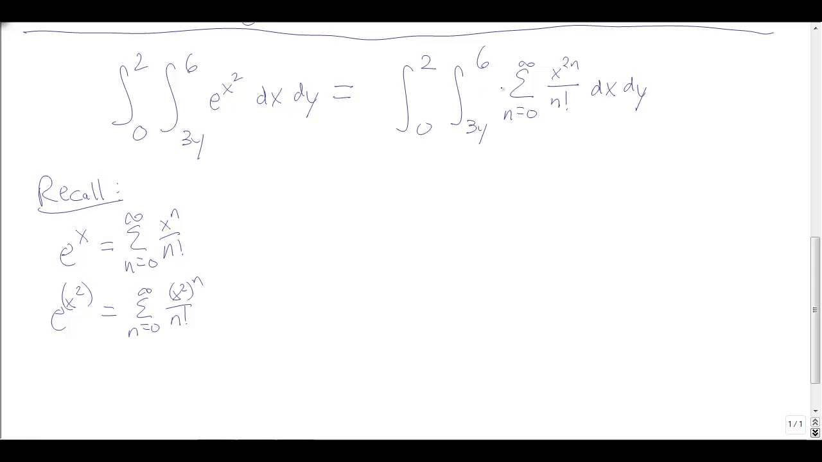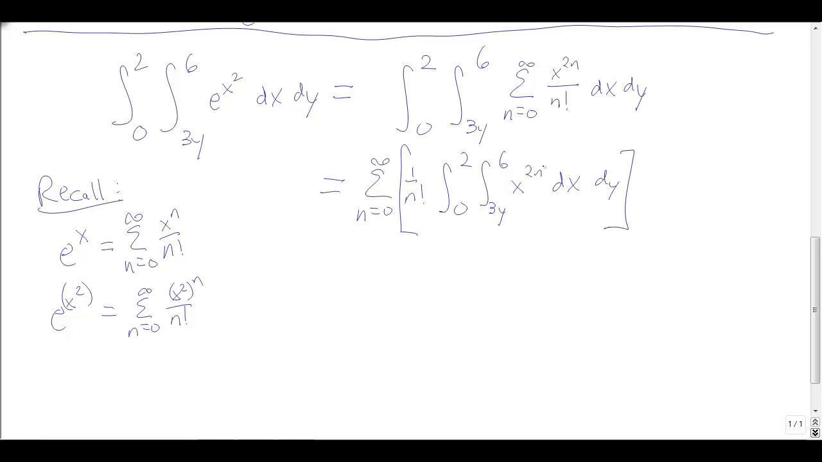Okay, now we have an integral of a sum. We can pull that sum outside here. There are some convergence issues, but they're not really going to come into play for this question. Essentially everything converges for every value of x as we go along. So e to the x is really nice. We can pull the summation out of the inner integral and out of the outer integral. The n factorial on the bottom I can pull out of both integrals as well, because it doesn't have an x or a y. It's just a constant. So I now get an integral 0 to 2, integral 3y to 6, of x to the 2n dx dy.